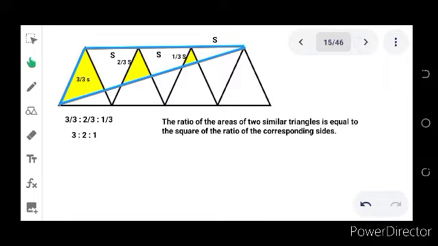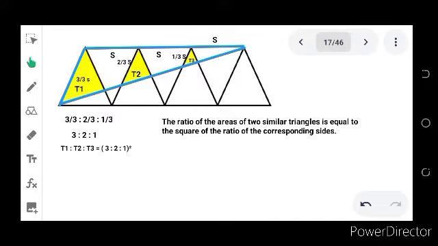And remember, when you talk about similarity, we now have another theorem that mentions the area in relation to the ratios of the sides. It says the ratio of the areas of two similar triangles is equal to the square of the ratio of the corresponding sides. That means if we take the areas of these three yellow triangles to be T1, T2, and T3 respectively, then the ratio of these areas will be the square of the ratio of the corresponding sides.